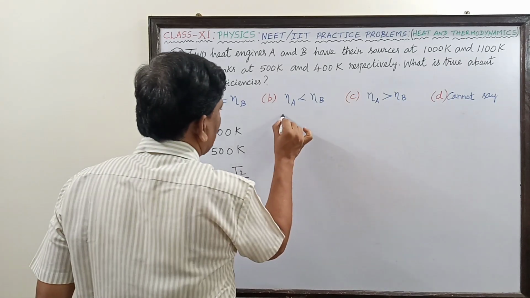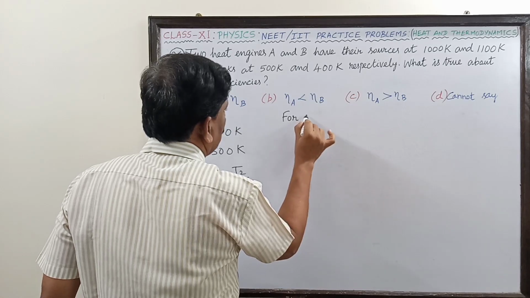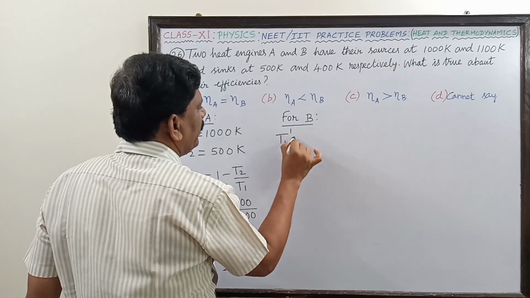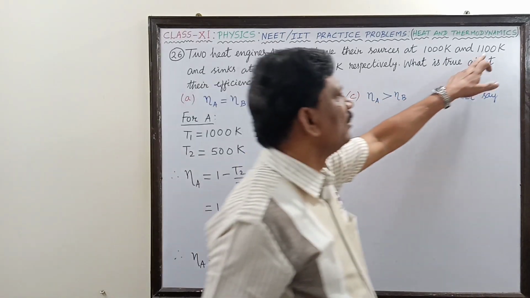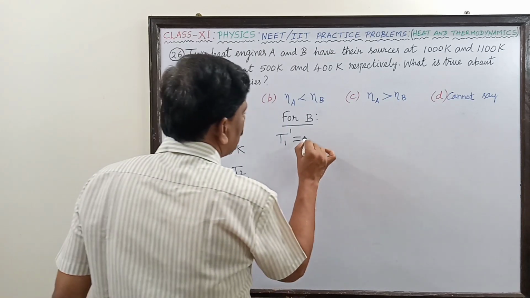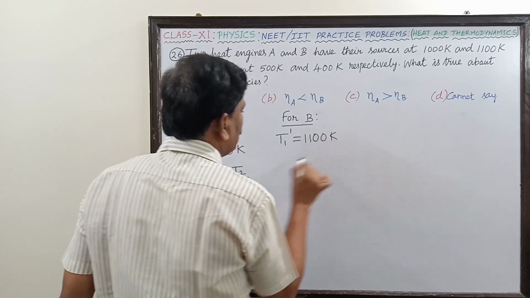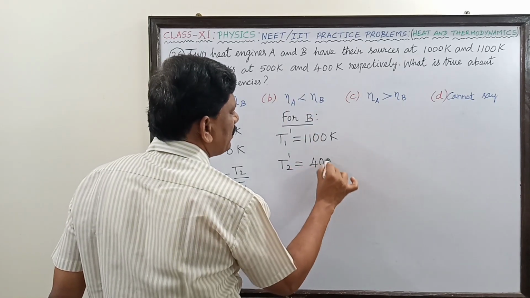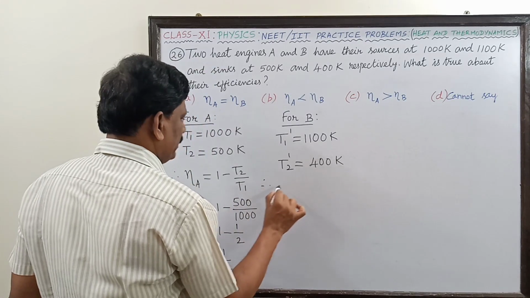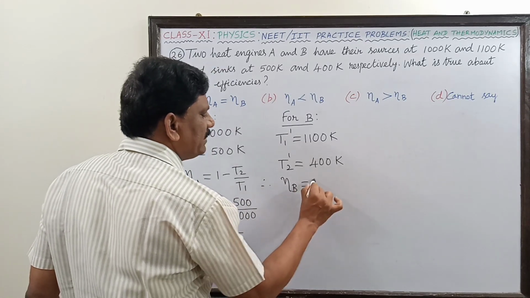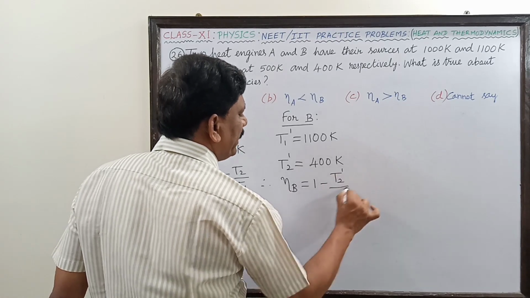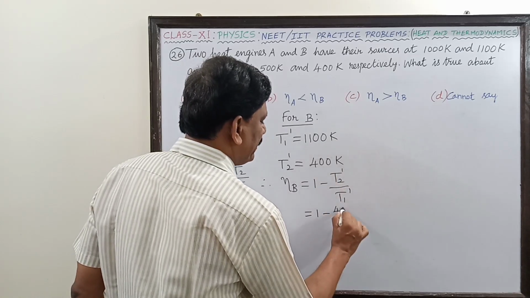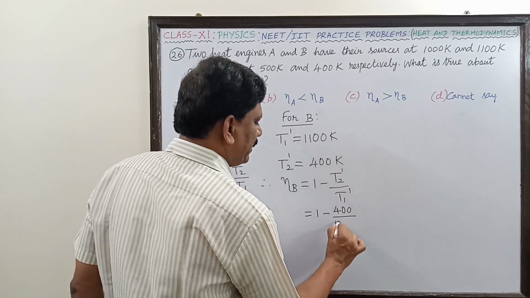Like this, now for B. Now I will take a T1 dash. So T1 dash is equal to 1100 Kelvin, and T2 dash is equal to 400 Kelvin. Therefore, the efficiency of the heat engine B is equal to 1 minus T2 dash divided by T1 dash. So this is now equal to 1 minus 400 divided by 1100.